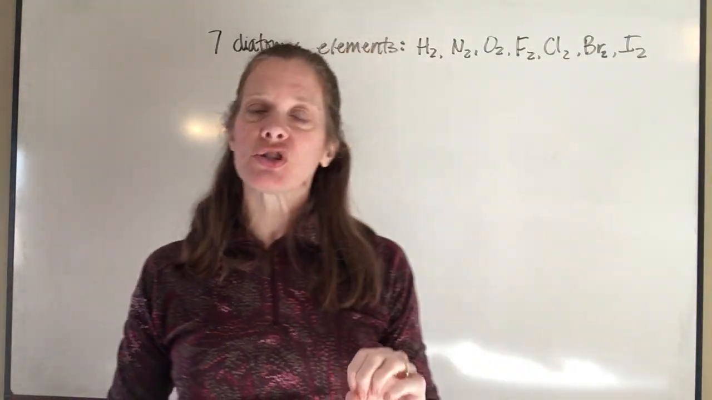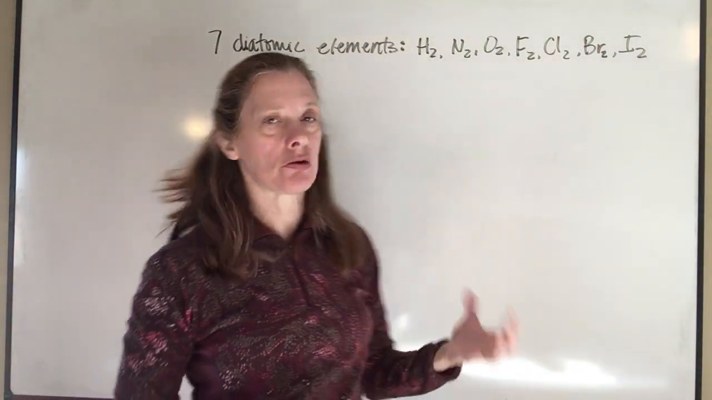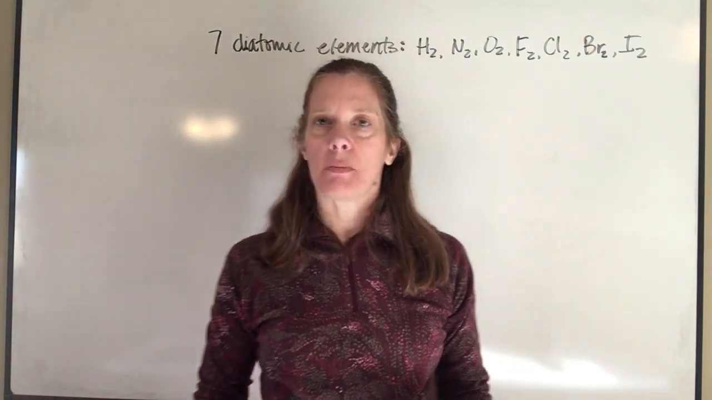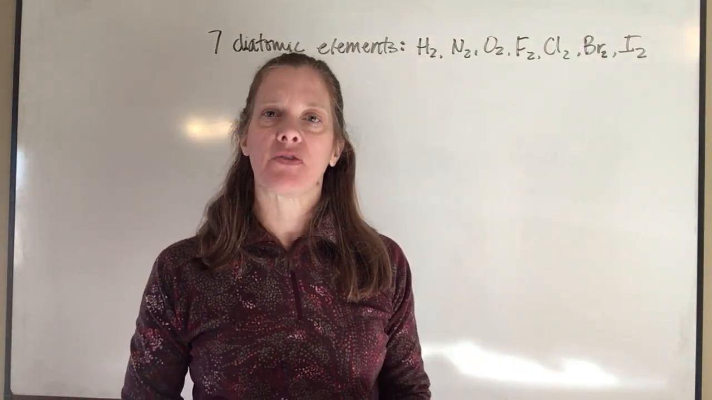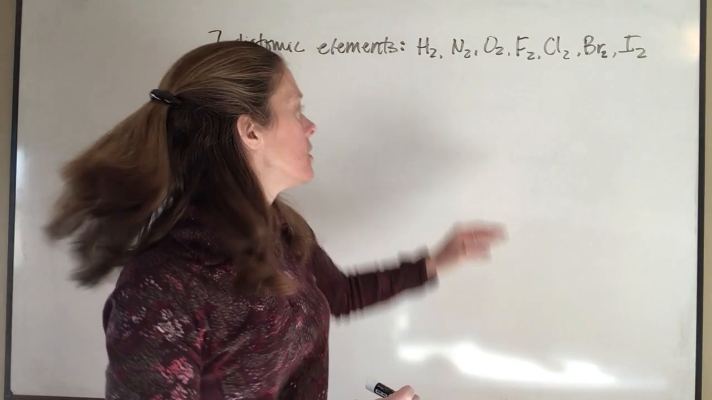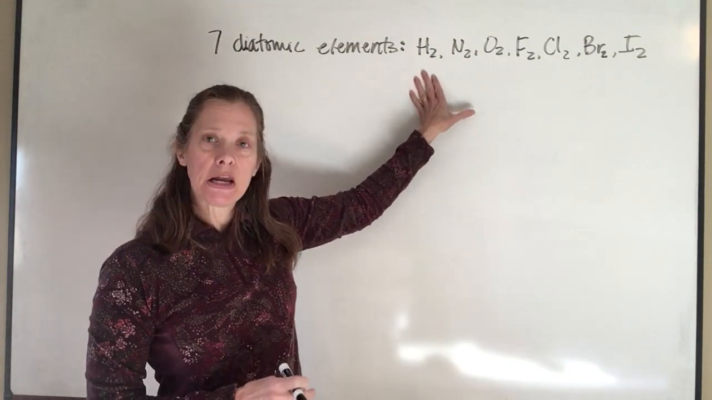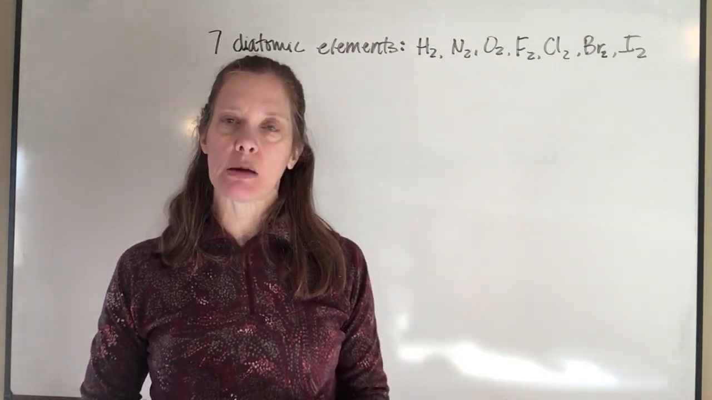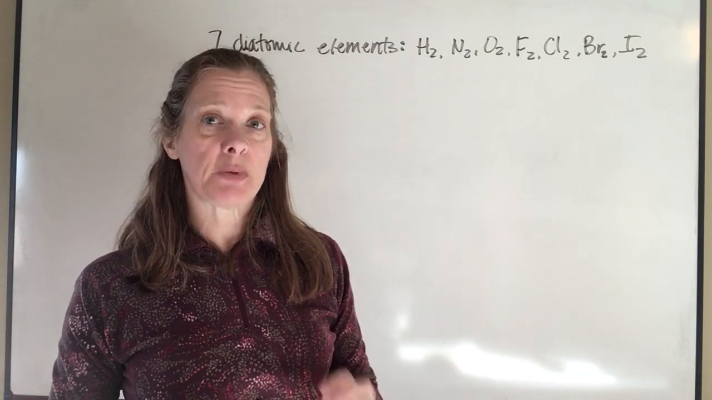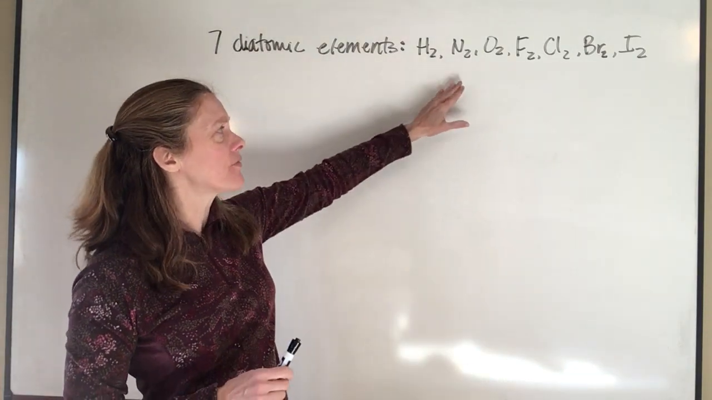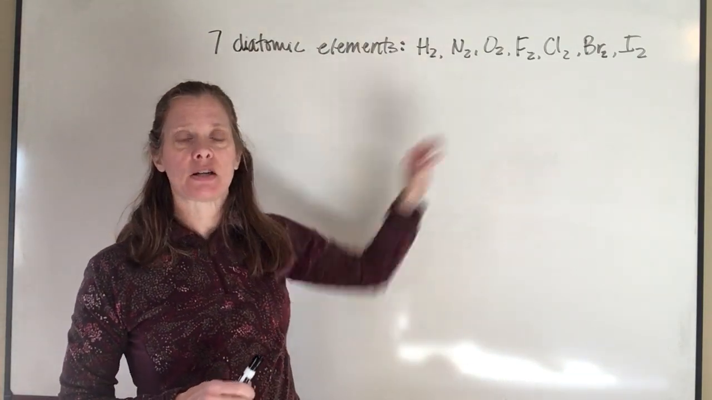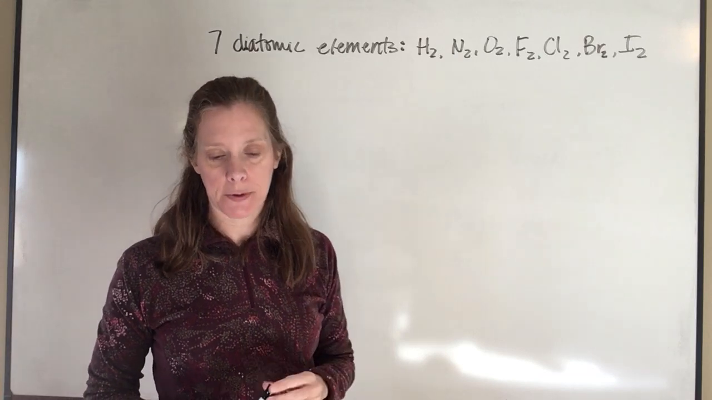And so you'll never see an atom of oxygen or an atom of iodine or an atom of nitrogen all by itself. It's always hooked to a buddy. So I want you to write those down, because as you're putting these into chemical equations, you need to be sure that you never have a single atom of one of these, that you always have them doubled up.